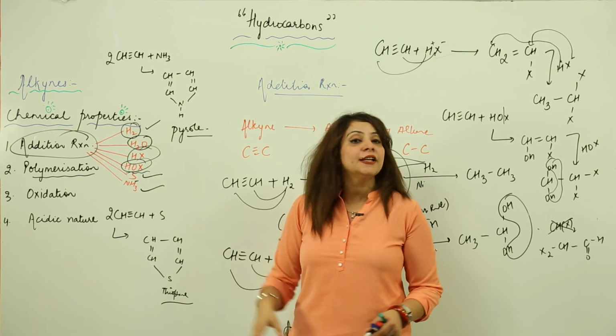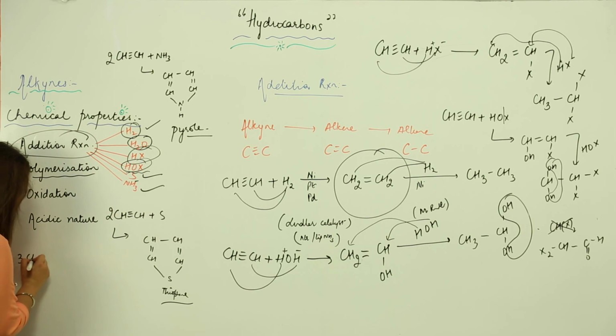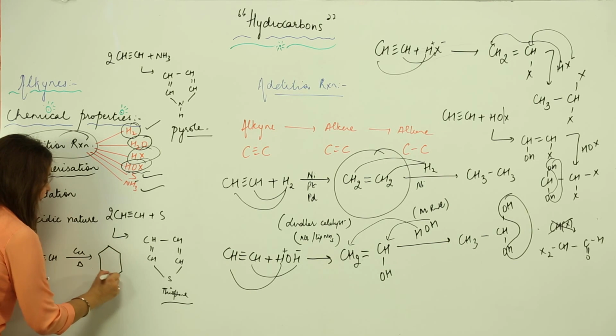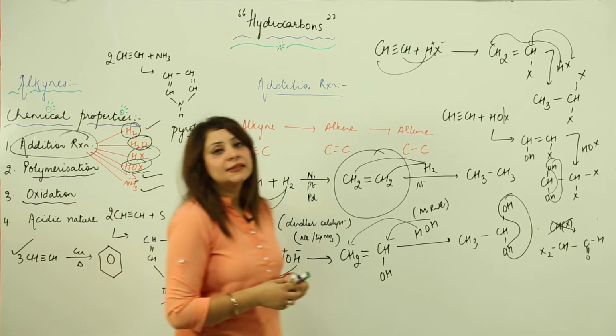So here it can show polymerization actually, like if you take 3 acetylenes in the presence of copper and you heat them red hot, they will change into benzene. They will change into benzene. So this is the polymerization. So now the third property, that is the oxidation.